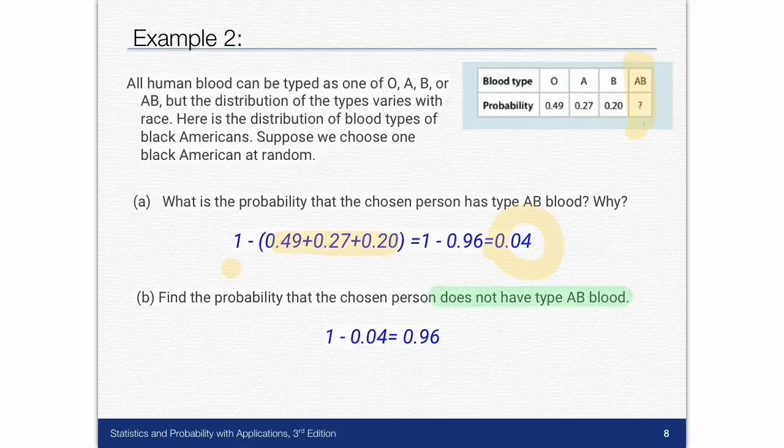Okay, this is that complement idea. Okay, if the probability that they have AB is 0.04, the probability that they don't is just 1 minus it. So it's 1 minus 0.04, and that gives us 0.96. Now, could you have done it another way? Of course. You could look at the table and you could have added up these 3 that were not AB, and you would get the same answer. Okay, but you need to understand the distinction that if it's a complement, it's just 1 minus the actual event. Okay.